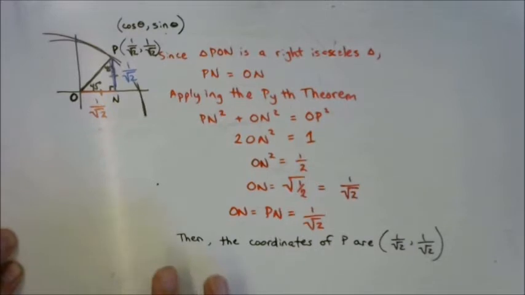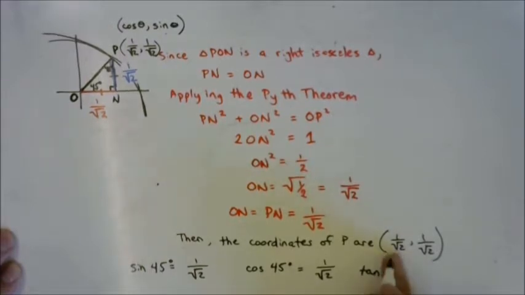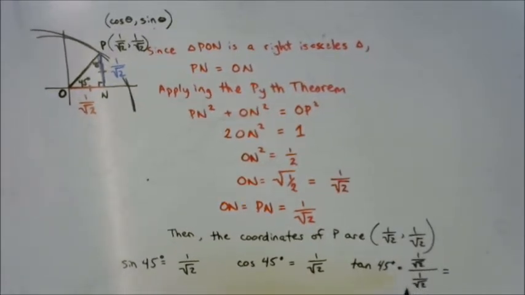Cosine, let's do the sine first. The sine of 45 is 1 over radical 2. The cosine of 45 degrees is 1 over radical 2. And tangent of theta is always sine of theta over cosine of theta. So the tangent of 45 degrees is actually 1 over radical 2 over 1 over radical 2. Do you know how to reduce that? Something in the numerator, something in the denominator that are exactly the same. Just 1.